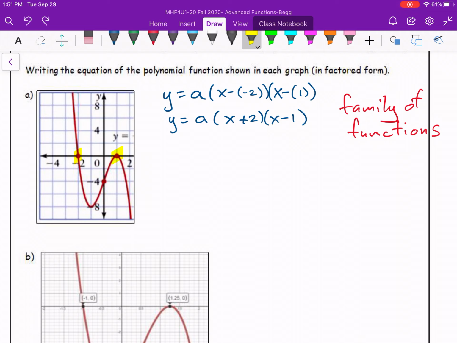This graph is of a specific family member. So if I want to know what the equation is for this family member, I need to find another point on the graph, substitute it in, and find out what a is. On this graph, we can see the y-intercept. It doesn't have to be a y-intercept, but that's often an easy one to read. The y-intercept is (0, -4), as an ordered pair. So if I plug in 0 for x everywhere and -4 for y, I get this.